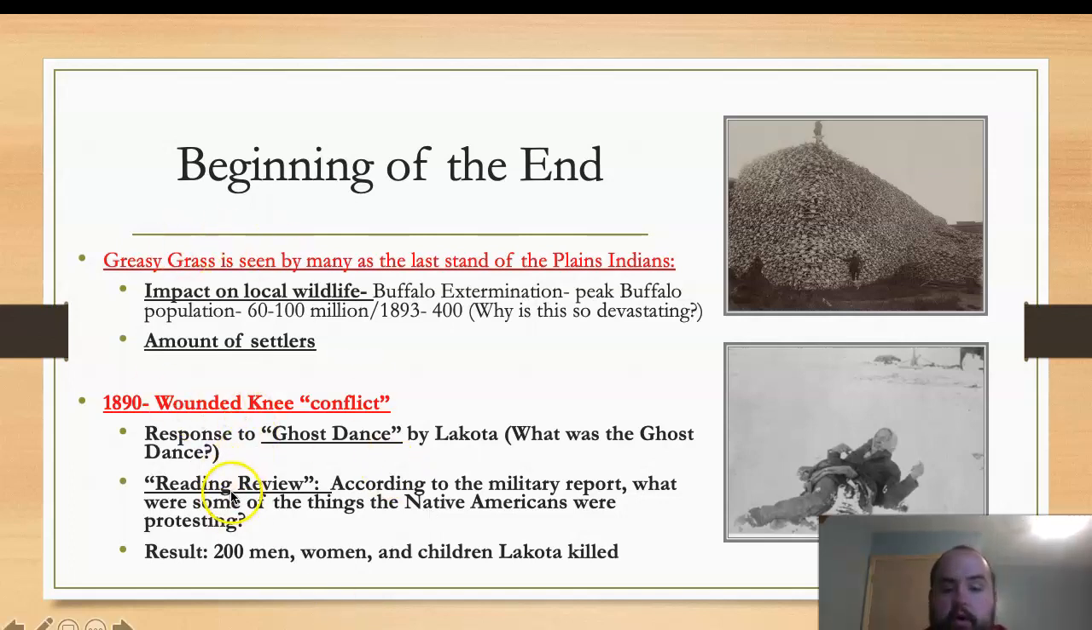By the time this quote-unquote conflict was over, 200 men, women, and children were killed, all among the Lakota, of course. The reason I have this in quotes is that most, if not all, of the Lakota were unarmed, and they were fired on first by the American Army. So it has been controversial for many years for this to be called a conflict.